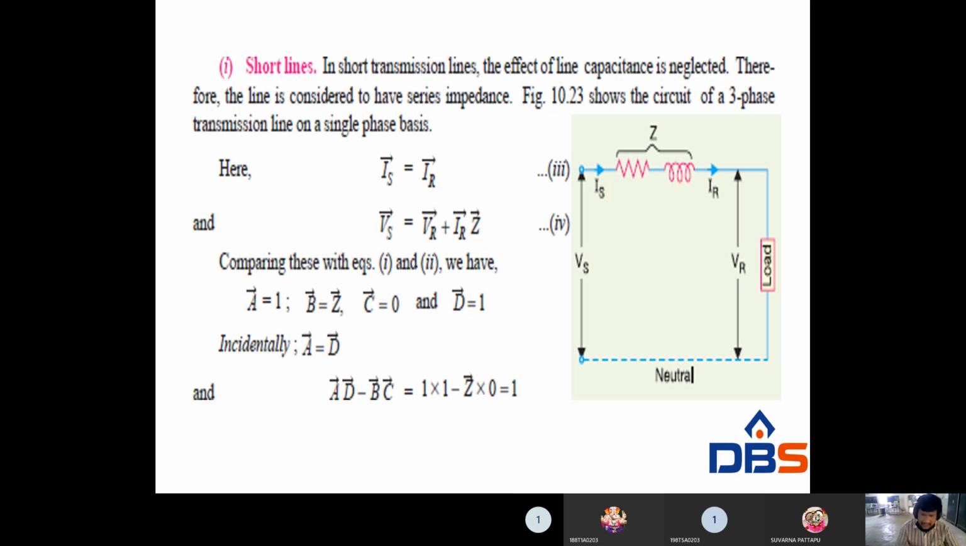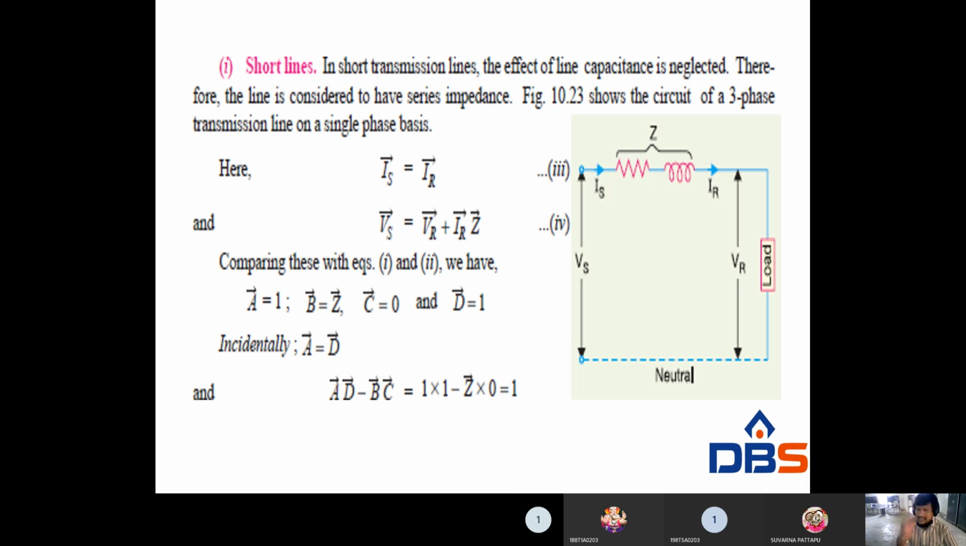We have taken these values in long transmission lines. First, short transmission lines. Look at the figure. For short transmission lines, the transmission line parameters are only resistive and inductive. Do you remember, in a short transmission line there is no capacitive effect? Why? Because for a short transmission line the capacitive effect is negligible. That's why in short transmission lines we don't consider the capacitive effect.